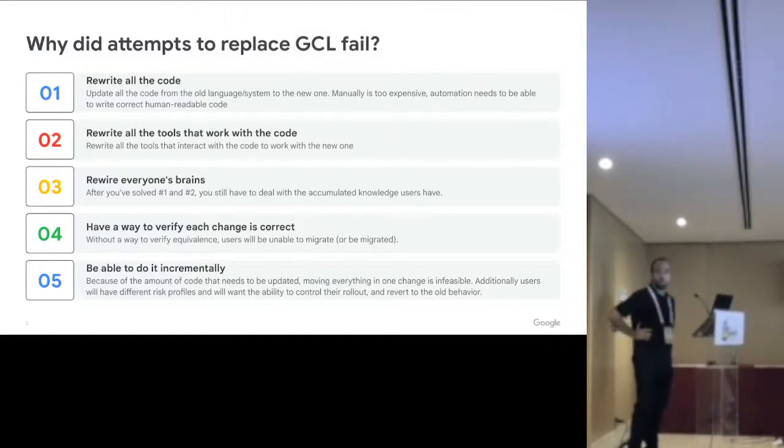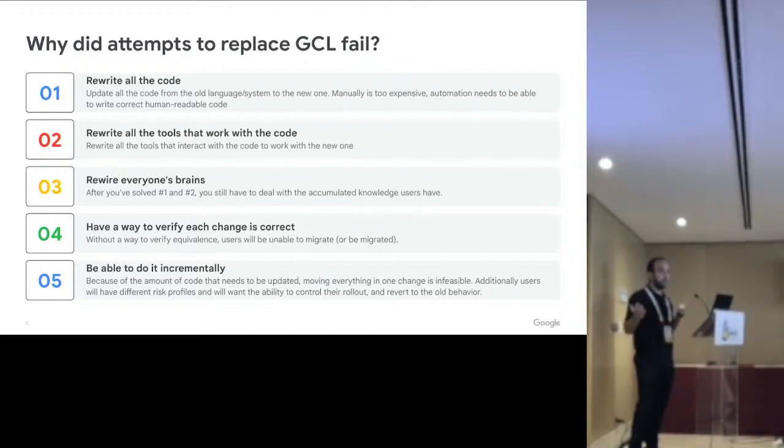So not all the systems that we wanted to change had that ability, but we were able to add it. At the time when those two attempts to replace GCL were created, those weren't available, so that was a significant barrier to making any improvements. And finally, you need to be able to do it incrementally.